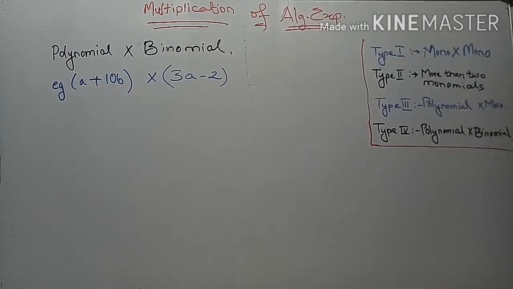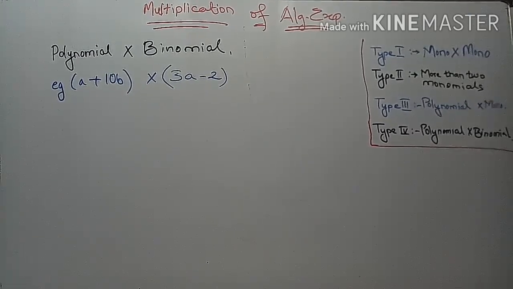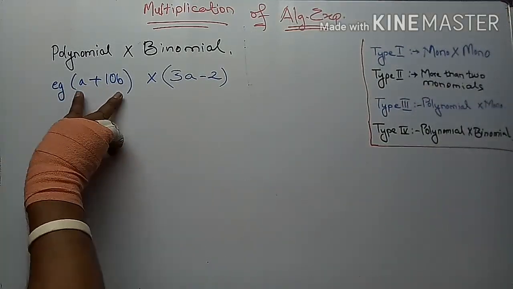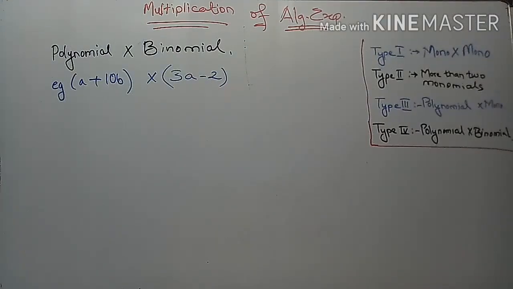Okay, now in this type we have polynomial multiplied by binomial. That means both of the algebraic expressions will have more than one term. It will be either 2 terms or 3 terms, but one of the algebraic expressions will be restricted to a binomial only, as per our syllabus. Now once we see this example, this is one of the polynomials and binomials, or binomial and binomial example. First term, second term of the first polynomial, first term, second term of the second polynomial.